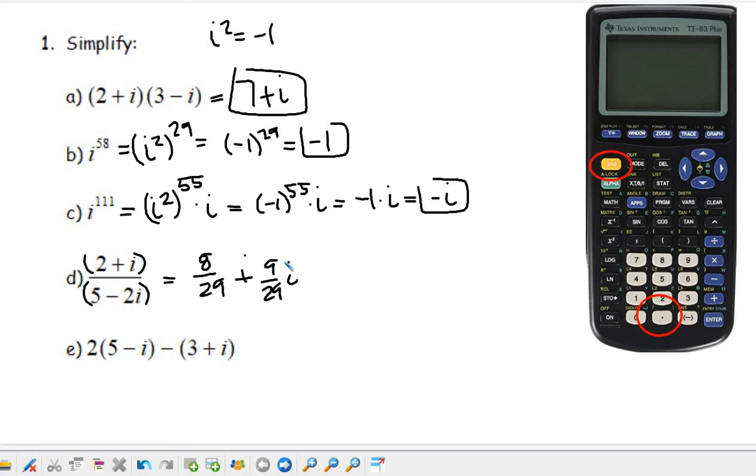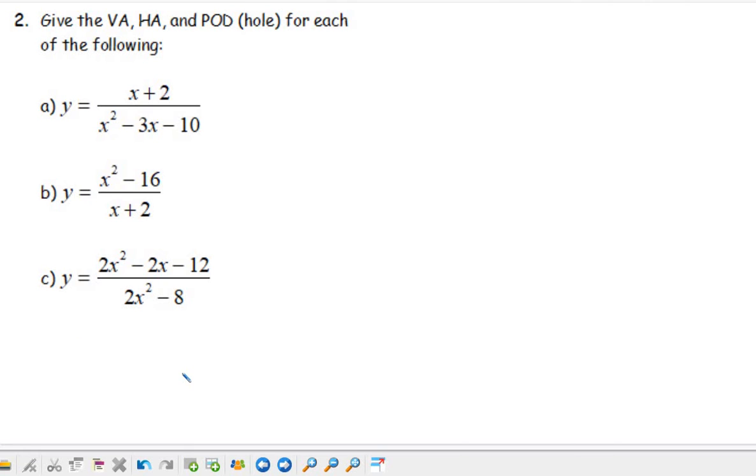Okay, so for the very last problem, do 2 parenthesis 5 minus i minus parenthesis 3 plus i, and you get 7 minus 3i. So your calculator screen should look exactly like that, exactly the way it is, and that will give you your final answer. Okay? So VA, HA, and POD, which is the same thing as a hole.